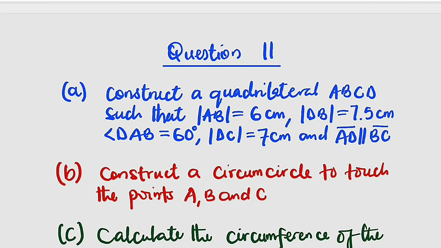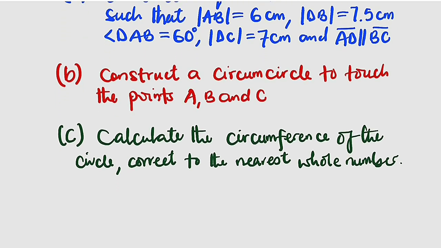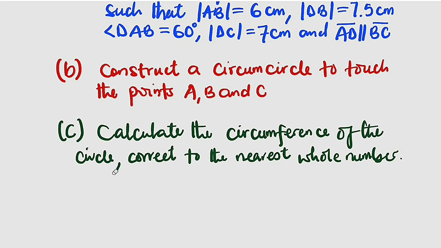Question number 11a reads, construct a quadrilateral ABCD such that line AB is 6 cm, line DB is 7.5 cm, angle DAB is 60 degrees, line DC is 7 cm, and lastly, line AD and BC are parallel to each other. Then the B part, construct a circumcircle to touch the points A, B, C. A circumcircle is a circle that touches what? The vertices of a figure. Then lastly here, we are asked to calculate the circumference of the circle, correct to the nearest whole number.